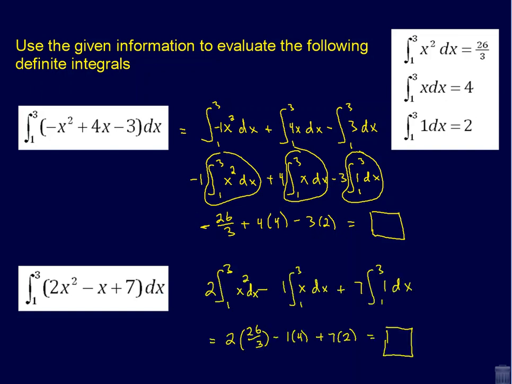Okay, I went ahead and wrote out the solution to the second one. Now I did the first 2 steps in one line this time. I separated into 3 integrals, and I also factored out the coefficients 2, negative 1, and 7, leaving me with the 3 given definite integrals. And I was able to pull the answers to those from up here. So my final total will be 26 thirds times 2 minus 1 times 4 plus 7 times 2. If I added all that together, that's going to give me the grand total there.